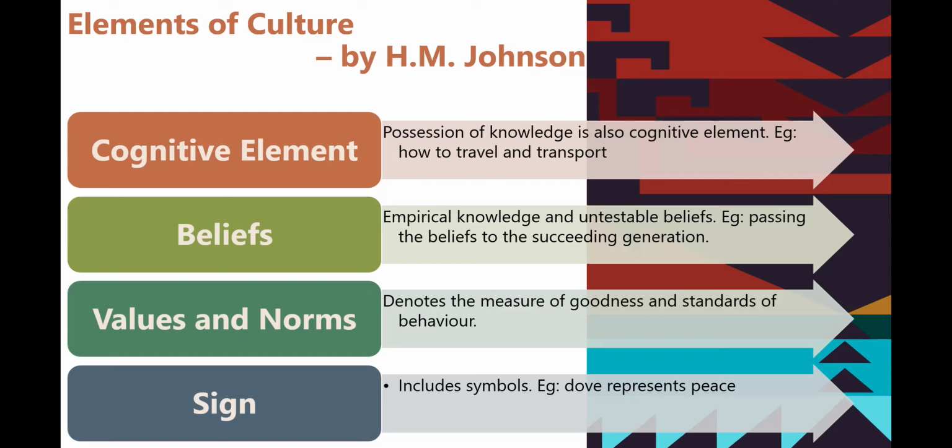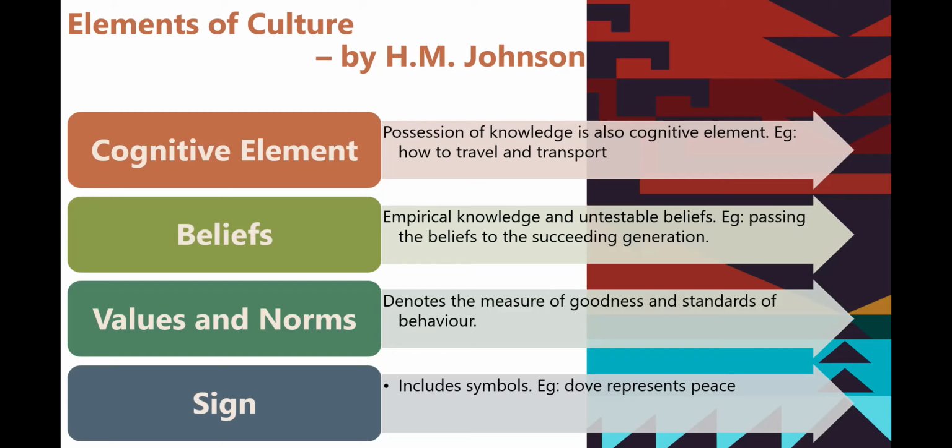Then belief system. Culture also gives empirical knowledge and testable beliefs, including religious ones. So culture has this benefit of a belief system wherein people do not follow blindly, but adapt it according to empirical information. Similarly, the third element of culture is values and norms.